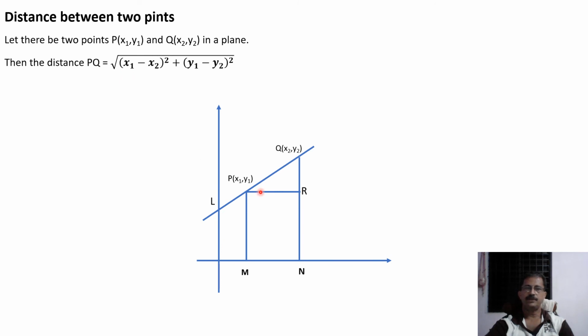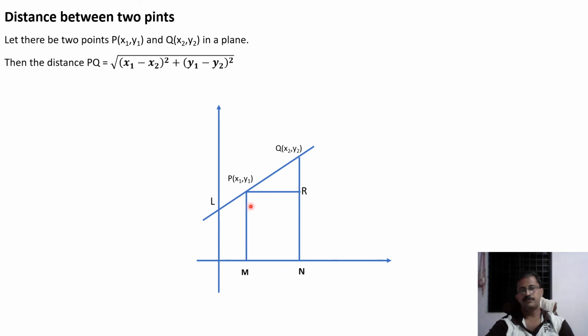So the distance PQ is nothing but the square root of (x1 minus x2) whole square plus (y1 minus y2) whole square, or also this can be written as the square root of (x2 minus x1) whole square plus (y2 minus y1) whole square.